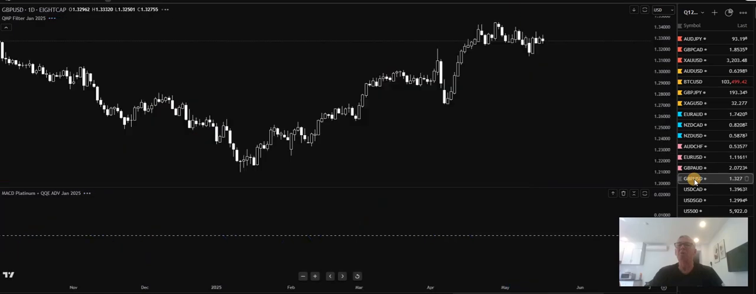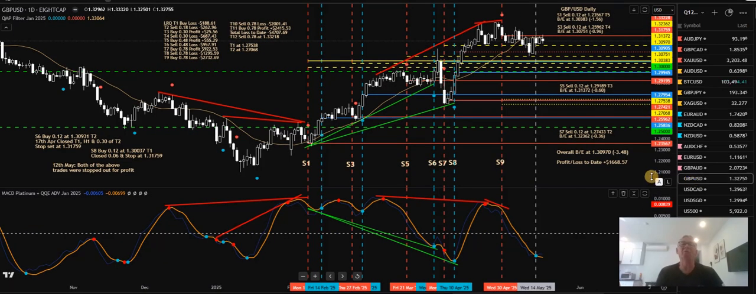Righto, here's the problem child, the pound USD. Now, it looks like there's a lot happening on this chart. There is. But there's also been a little bit of these trades over here. We had an S6 buy, which is in here. That was stopped out. We had an S8 buy. That was in here. The stop was all up here somewhere. Stopped out on that candle there.